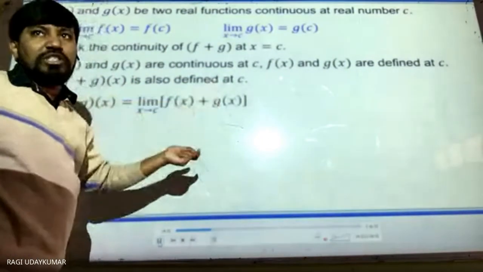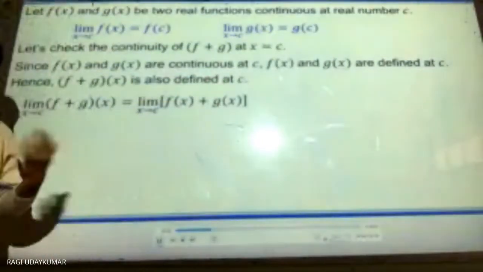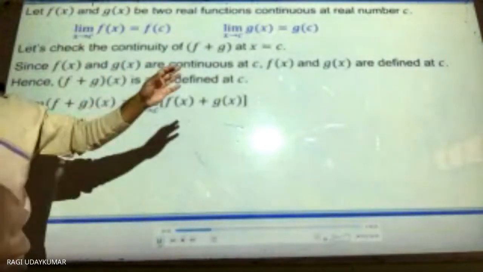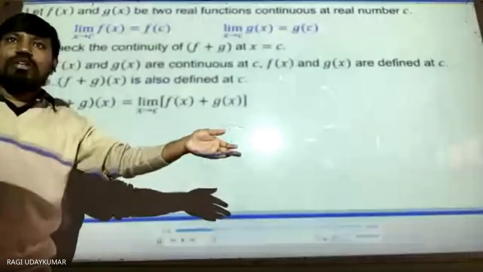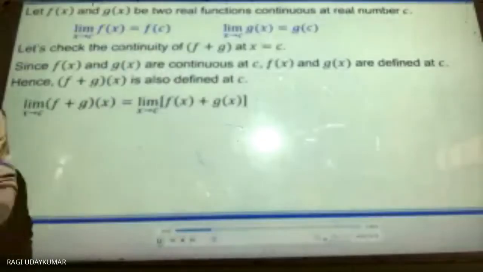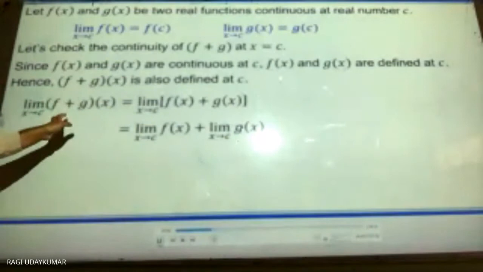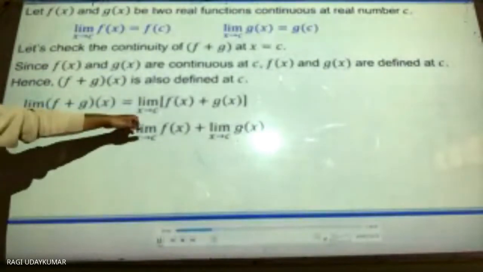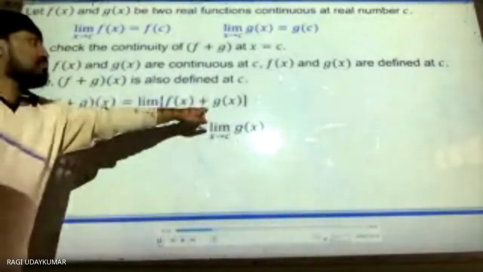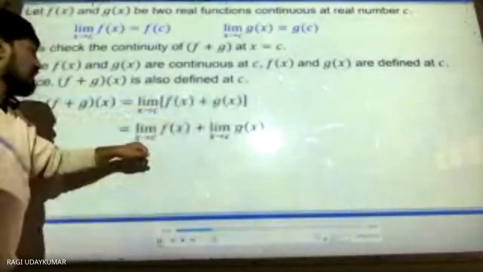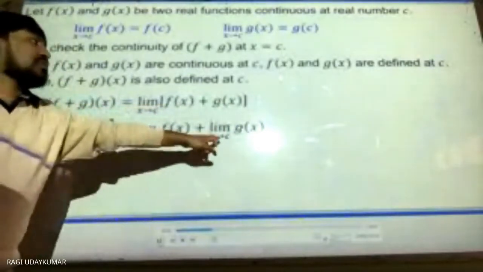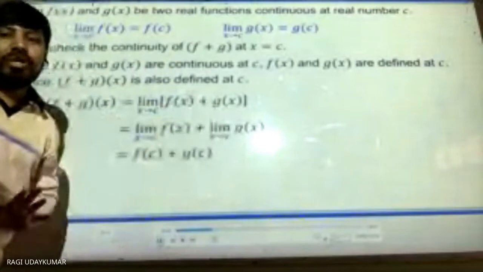For the sum of two functions, consider f of x equals x square and g of x equals x cube. The sum of the two functions is nothing but x square plus x cube. Like that, for the sum of the two functions, the limit as x tends to c of f of x plus g of x is the limit as x tends to c of f of x plus the limit as x tends to c of g of x.